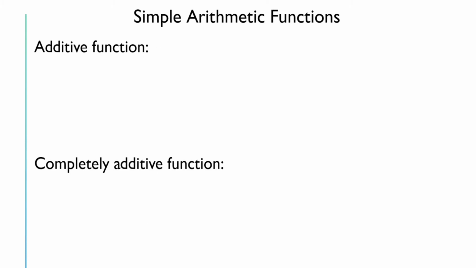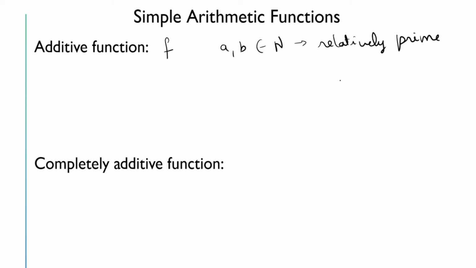Next we will see what are simple arithmetic functions. First we will see what is an additive function. A function f is said to be an additive function if for two natural numbers a and b that are relatively prime, that is, these two natural numbers are relatively prime. What is the meaning of relatively prime? We say two numbers are relatively prime if their greatest common divisor is 1.